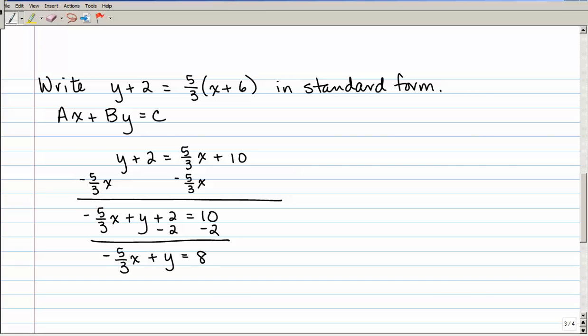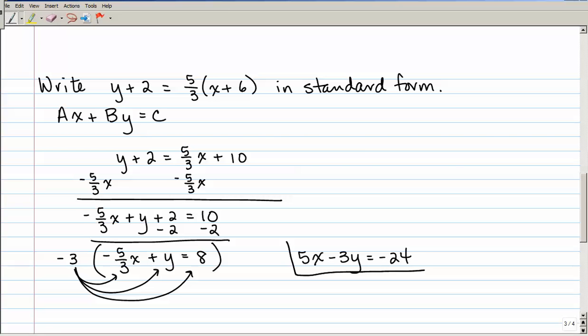Now that's very close. I have my x and my y on the left, but I do have a fraction for a, and a is negative. So I want to multiply the whole equation by the denominator, which is 3, and since it's a negative and I need to make it a positive, let's make it a -3. And distribute that -3 three times. So that's going to give me 5x minus 3y equals -24. And that's how you turn an equation that's given to you in point-slope form into standard form.